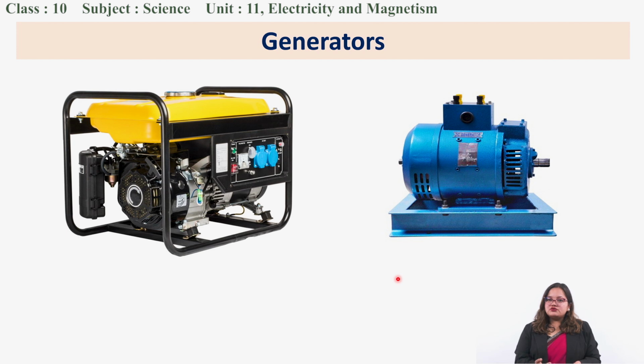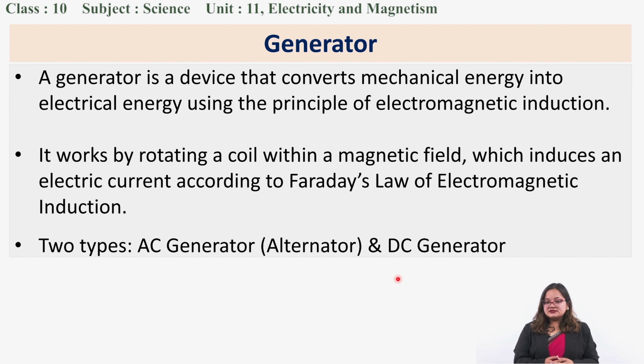But we do not know how it works, so we cannot believe whatever other people say to us, right? So we have to study generators in detail. The basic definition of a generator is: a generator is a device which converts mechanical energy into electrical energy using the principle of electromagnetic induction. Again, we are talking about mechanical energy. It might be kinetic energy or potential energy, according to the situation. It works by rotating a coil within a magnetic field, which induces an electric current. Again, this shows the principle of electromagnetic induction.